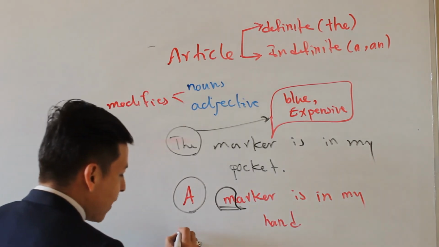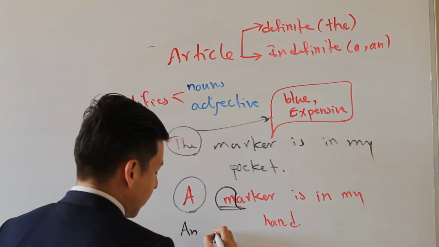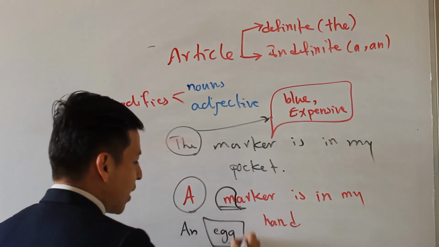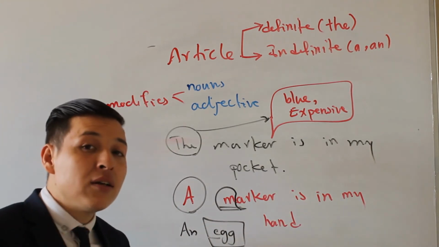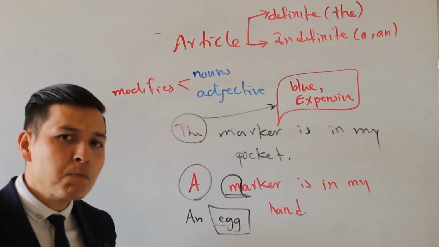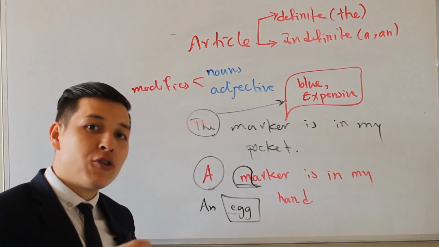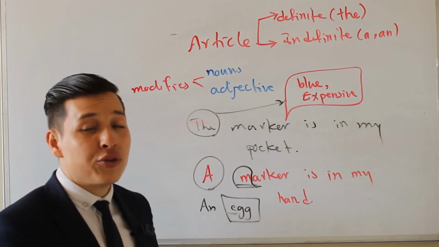If we say, for example, an egg, here egg starts with a vowel, so we use "an". But keep in mind one thing: sometimes a consonant is silent before a vowel letter. At that time also, we cannot use "a" with them.